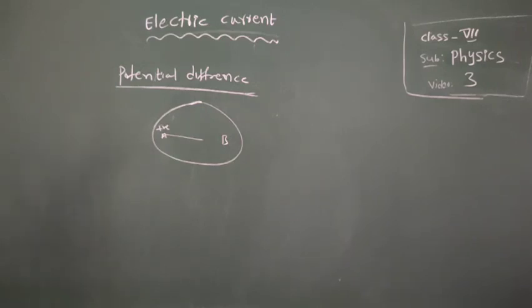Okay, if an electric charge is already in an electric field at some point, then work has to be done to move it to some other point in the same electric field. The measure of the work done in moving the charge from one point to another point in an electric field is called a potential difference.